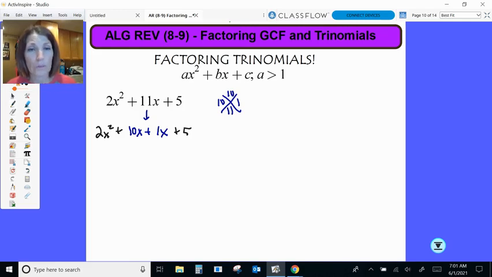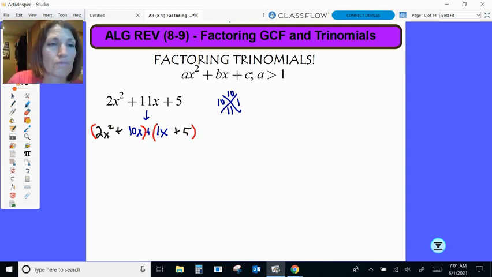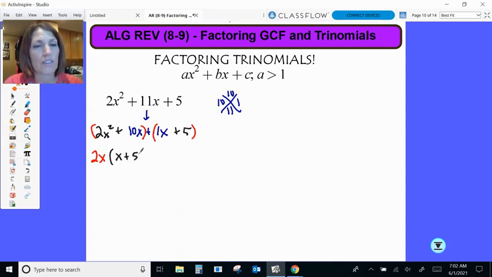Remember, when we multiply out trinomials, we have 4 terms that we had to combine to get this middle term. Now we group the first 2 terms and the last 2 terms, and we factor out. We can factor out a 2 and an x, like factoring out our GCF. We'll be left with x plus 5.